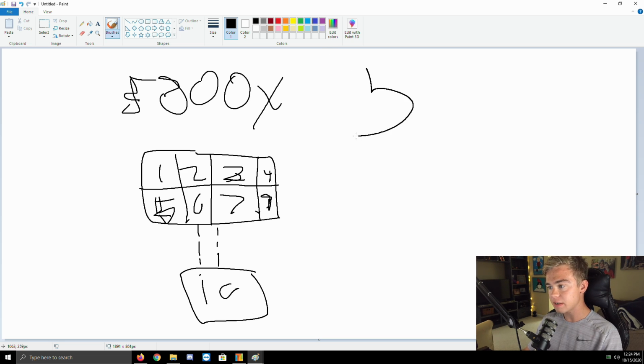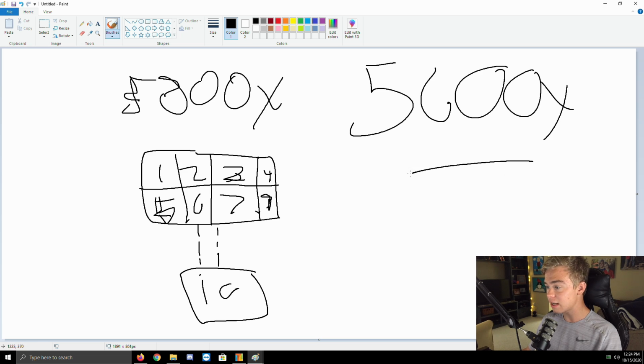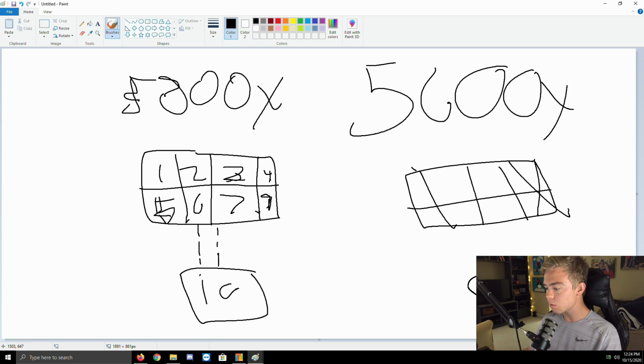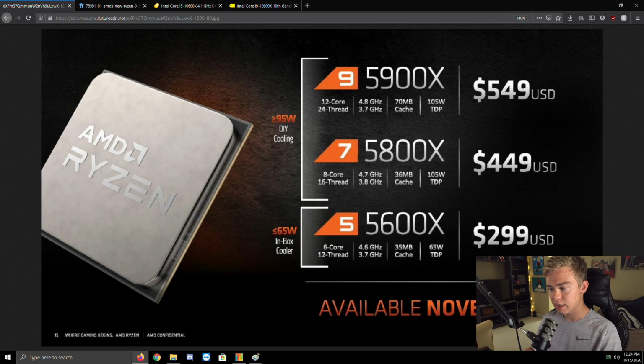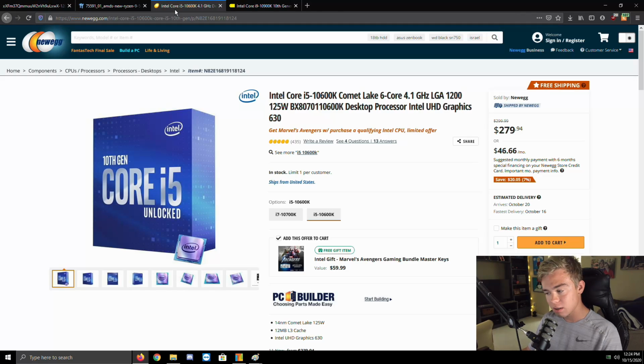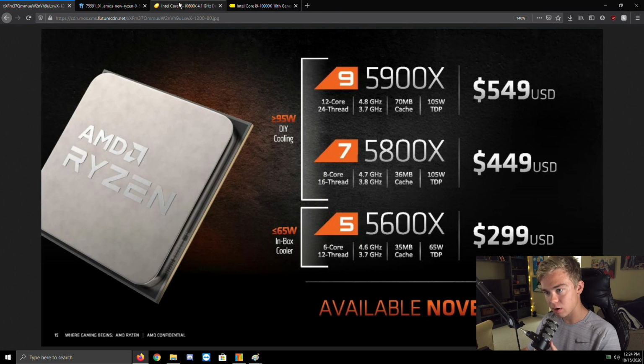Now, with the 5600X, it still has the exact same die, except you have 2 cores chopped off. So you have it like this. So you're technically kind of losing performance. And this is where I get to what I'm talking about today. Don't go with the 5600X. Go with the 10600K. It's technically cheaper on Newegg.